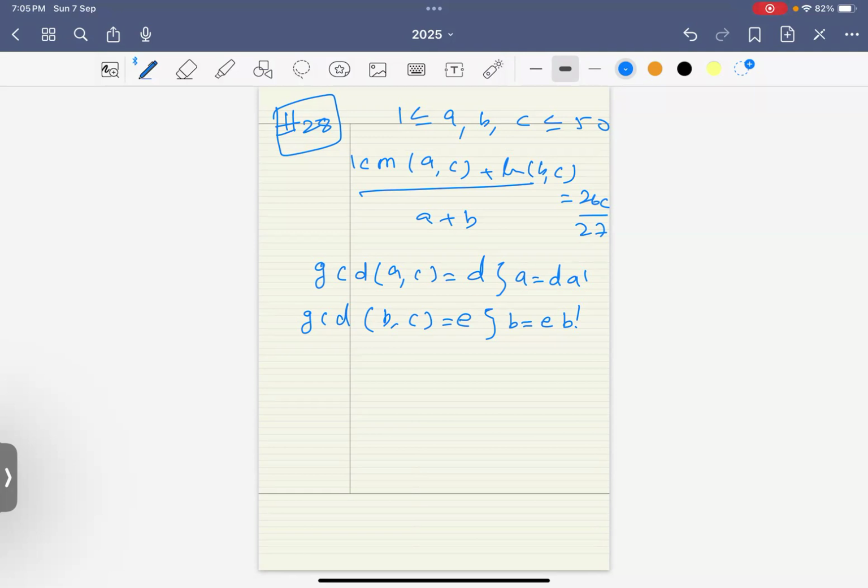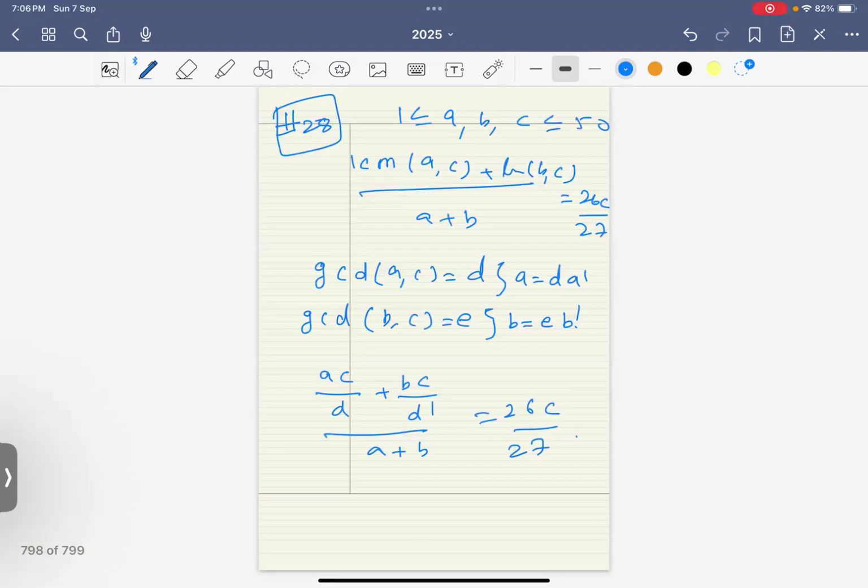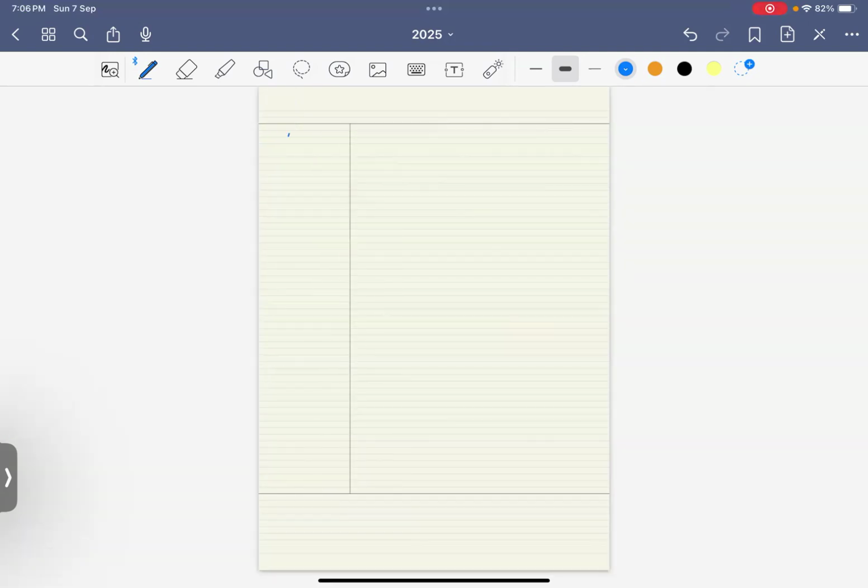Why did I do this? Because, again, I refer back to the Putnam problem. I'm going to simply say that LCM times GCD of two numbers is equal to their product. So I'm going to write this as AC upon D plus BC upon D dash upon A plus B, and that's equal to 26C upon 27. Okay, now I'm not going to walk you through all the calculations. You can simplify it, and I'm just going to write down what I have written.